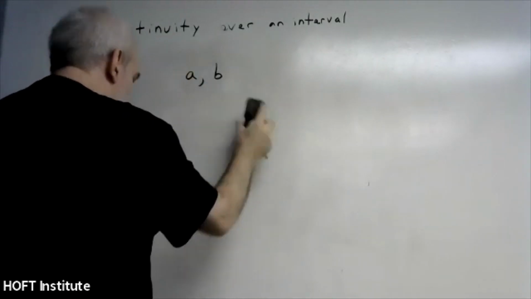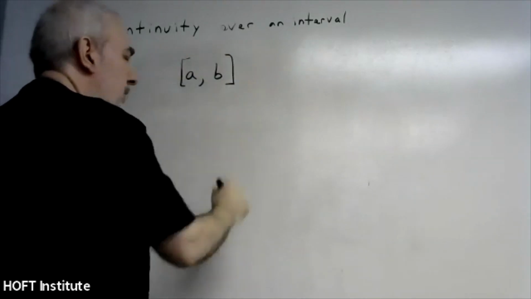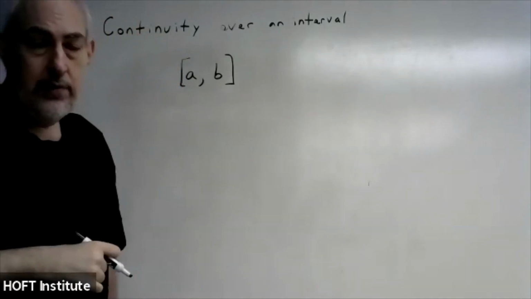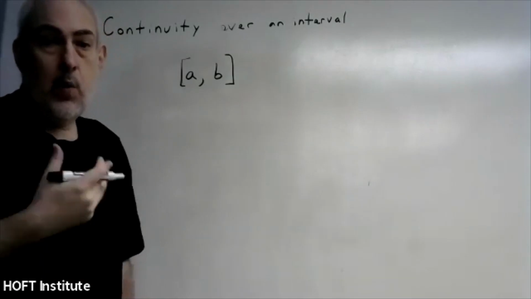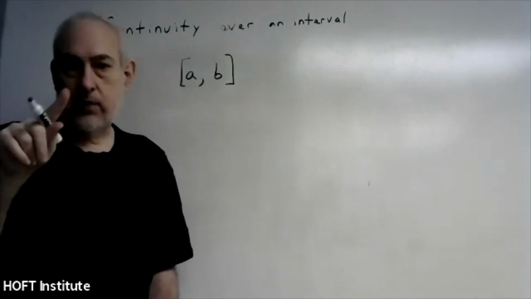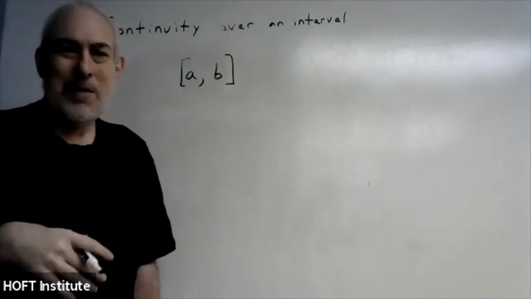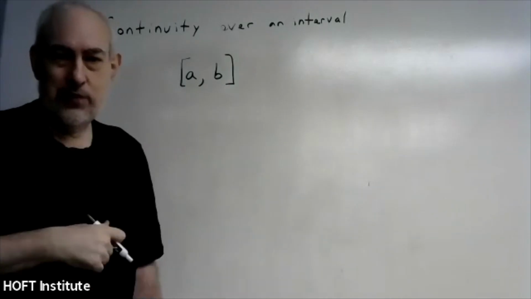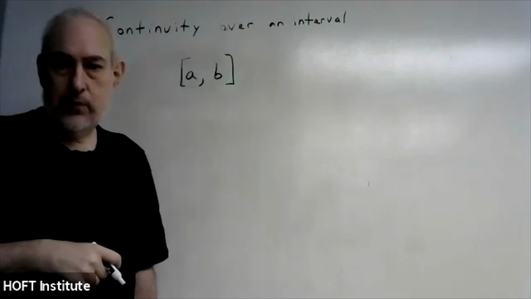Okay, what about a closed interval? A closed interval, as you might suspect, is when you have square brackets. That's when you're including the endpoints. We call that a closed interval. Now, one in which one side is open and one side is closed, you would just say it that way. It's not a completely open interval or completely closed, just sort of half and half. But anyway, let's describe continuity over a closed interval.